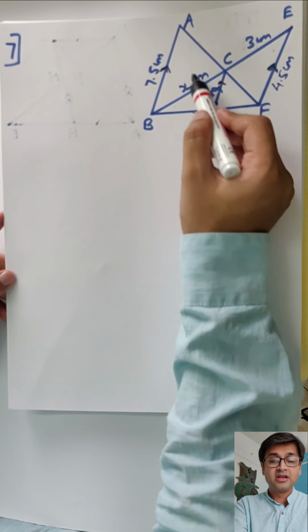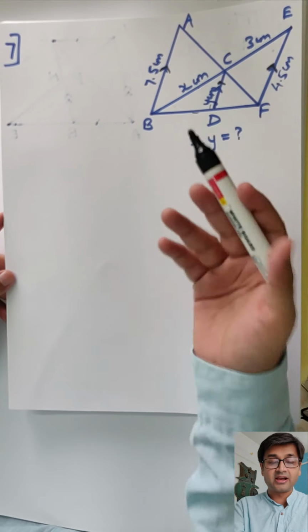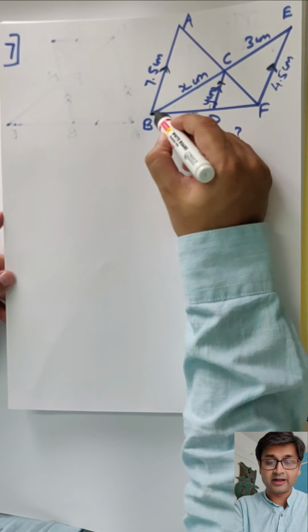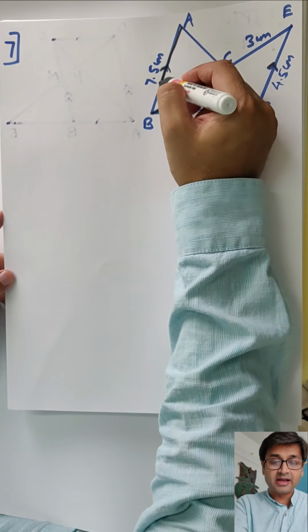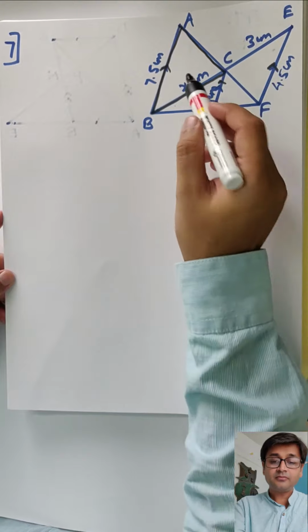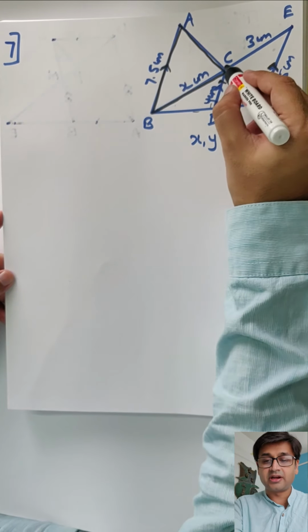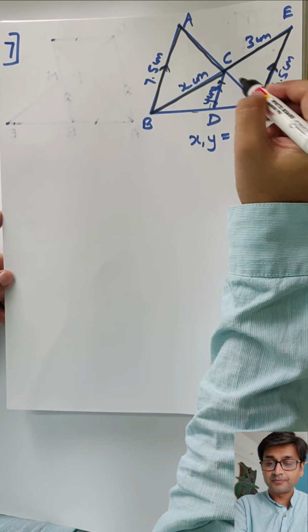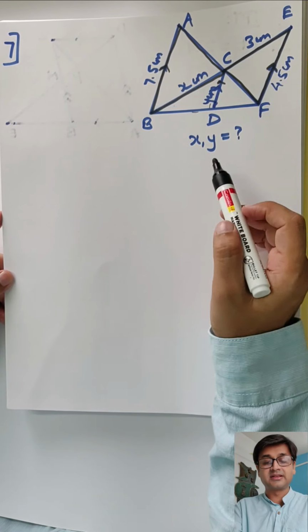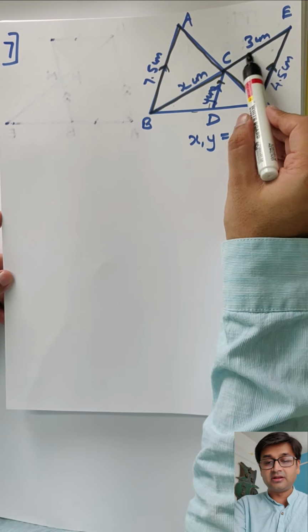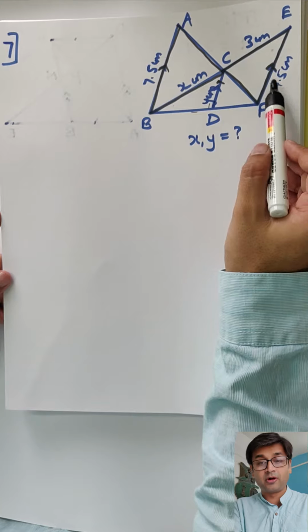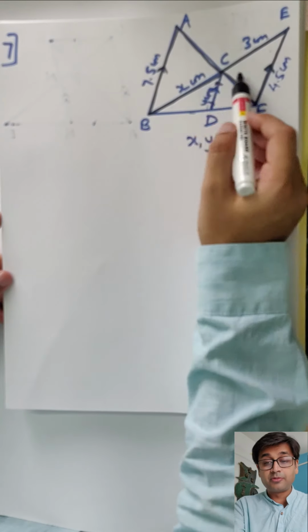If you want to find x, you have two triangles. If I take this triangle, I don't have any values, so waste of time. So the only possibility I have is this triangle. Which triangle should I take? Obviously this one. So if I prove these two triangles similar, I can say x by 3 equals 7.5 by 4.5 and I can find x. How will I prove them similar?